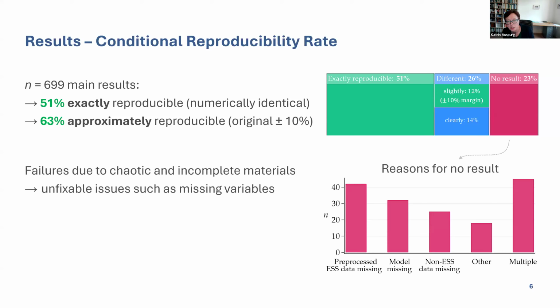And just as a side note, even the successful reproductions were very burdensome. So in most cases, we needed some interventions. We had to fix some errors. If we would have counted these also as failed reproductions, I think the reproducibility rate would have been close to 0.